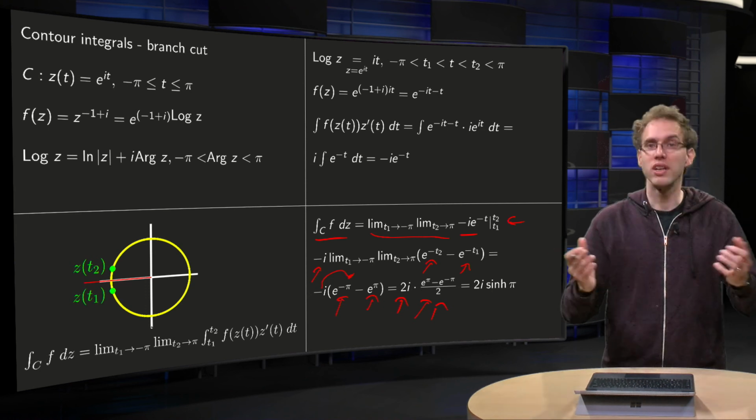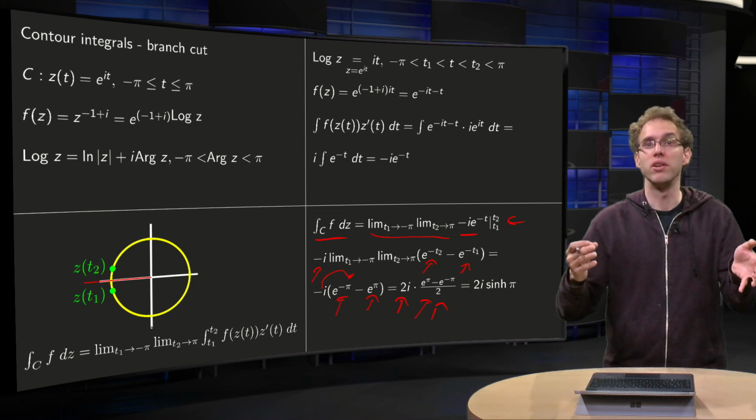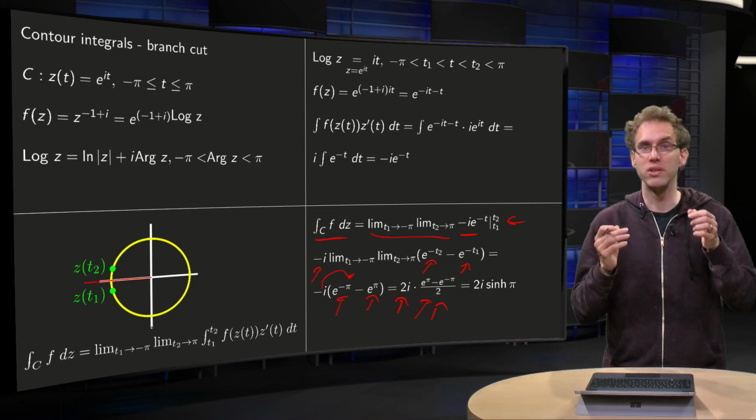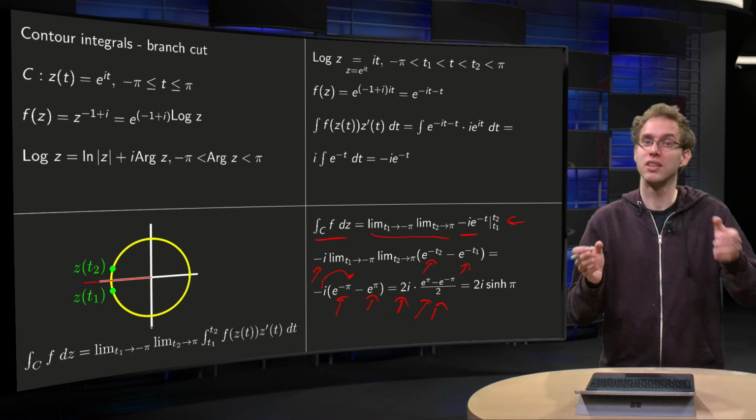So you see, if you have some branch cut somewhere, you still can do contour integration, but you just have to be careful. You cannot enter the branch cut, so you do something like taking limits, as in this example.